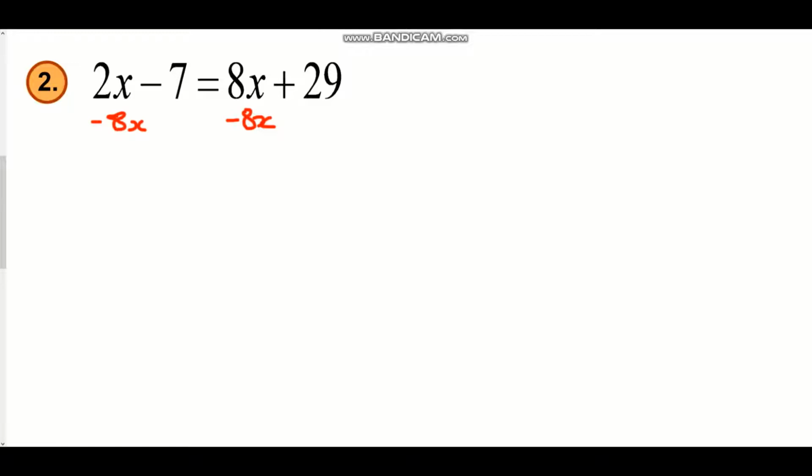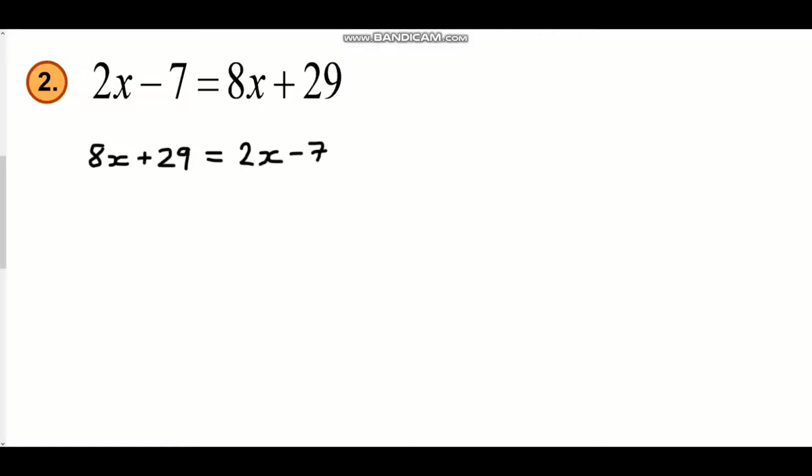So actually what I'm going to do, I'm going to get rid of that, and I'm going to rewrite this equation so it is the other way around. So that the 8x plus 29 is on the left-hand side of the equation, and the 2x minus 7 is on the right-hand side of the equation. Because they're equal, it doesn't matter which way they're round. They are the same thing, just disguised in different ways.